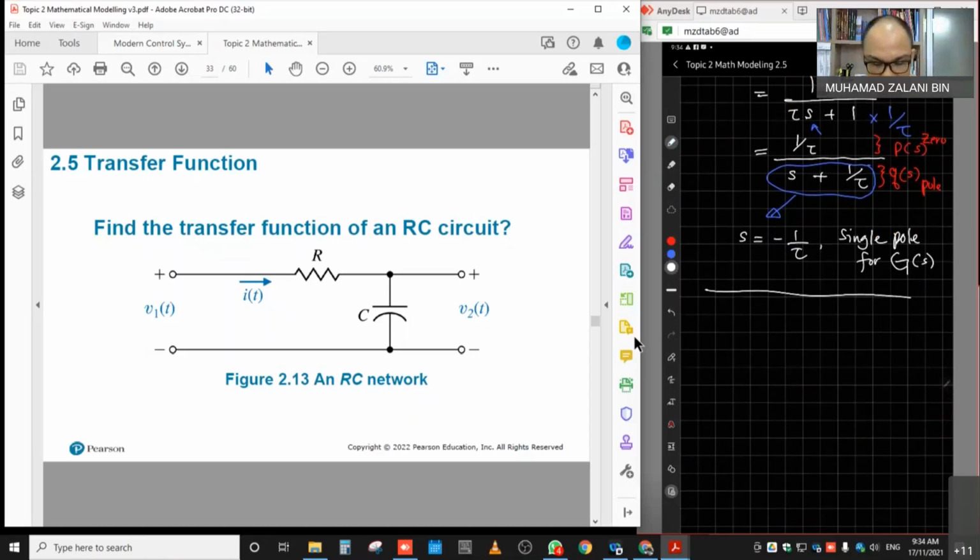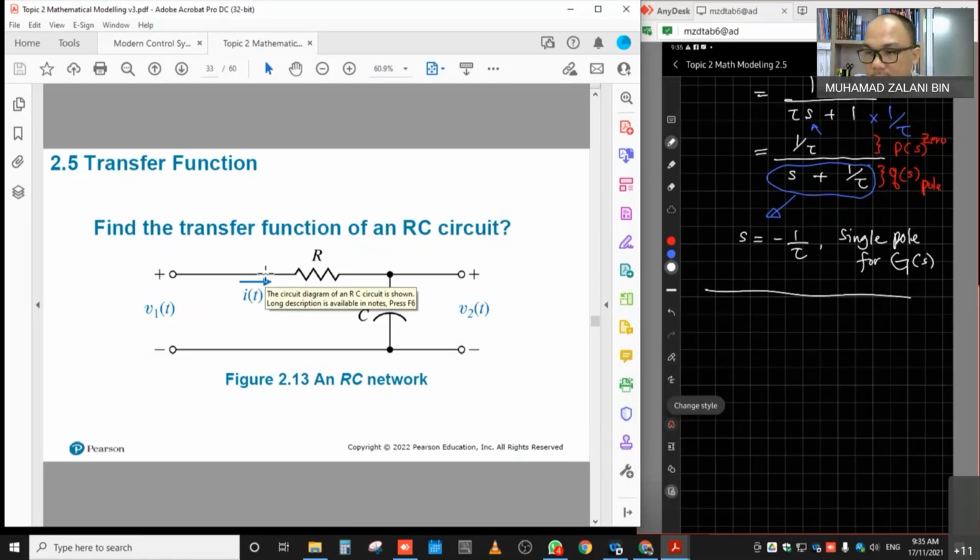So this circuit is actually the voltage divider circuit. You remember the voltage divider circuit? It should be V2 divided by V1 equals Z2 divided by Z1 plus Z2. Ingat tak? Sebelum ni ada juga. Saya nak teruskan. I'm going to continue.